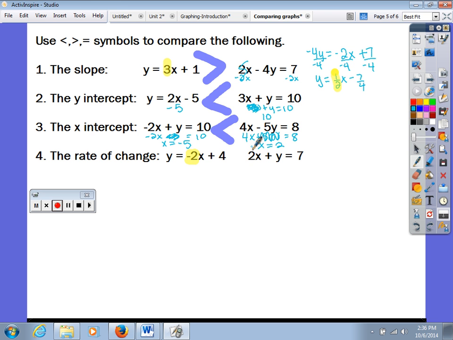So since it's positive 2x, what's it going to be when I move it over? So I'm going to have what then? y equals negative 2x plus 7. Now since x is by itself, who is my slope? Negative 2. What do you notice about these two? They're equal. So that's the symbol you put in between.